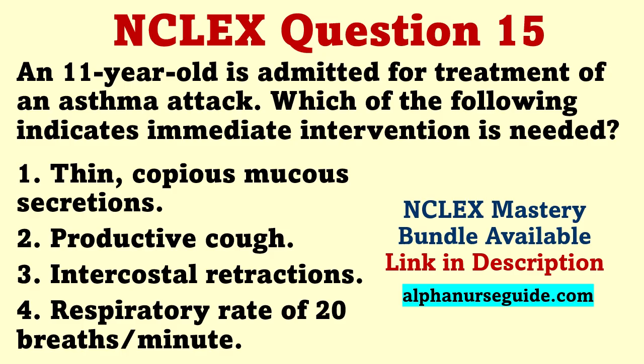Intercostal retractions indicate an increase in respiratory effort, which is a sign of respiratory distress. During an asthma attack, secretions are thick, the cough is tight, and respiration is difficult. If mucus secretions are copious but thin, the client can expectorate them, which indicates an improvement in the condition. If the cough is productive, it means the bronchospasms and the inflammation have been resolved to the extent that the mucus can be expectorated. A respiratory rate of 20 breaths per minute would be considered normal and no intervention would be needed.